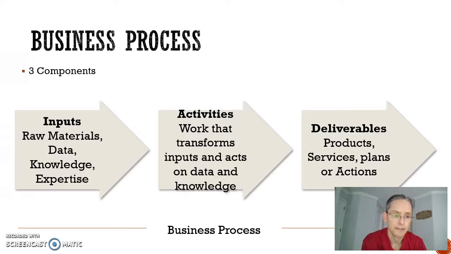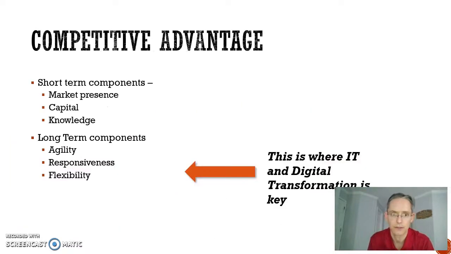The business processes basically are going to be broken into 3 components, right? You start with your inputs, your materials, your data, your knowledge, your expertise, your people. Then you bring in the activities. What are they actually doing? What are your processes that you're executing? And at the end of that, you're going to have deliverables, products, services, plans, actions, all that. What we're trying to do with digital is to make that all as efficient as possible, right? So that you can do it faster than your competitors. You can do it better than your competitors. That gives you that competitive advantage. That's where digital transformation really is the key.